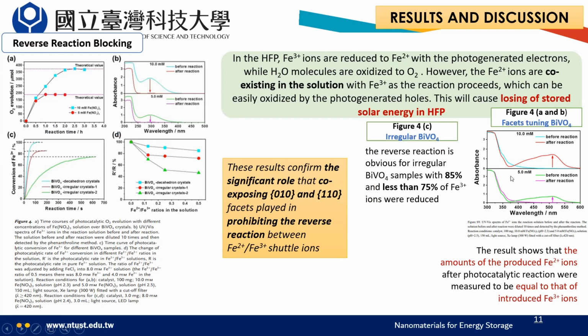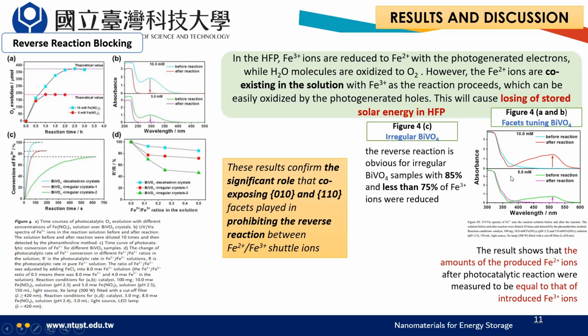Talking about reverse reaction blocking, the main principle in the HFP is that Fe3+ ions are reduced to Fe2+ with the photogenerated electrons, while H2O molecules are oxidized to oxygen. However, Fe2+ ions will still exist in the solution together with the Fe3+ as the reaction proceeds, which can be easily oxidized back by the photogenerated holes, and it will cause losing of stored solar energy in HFP.